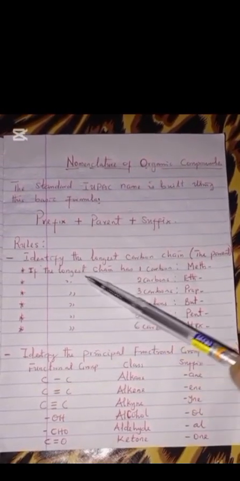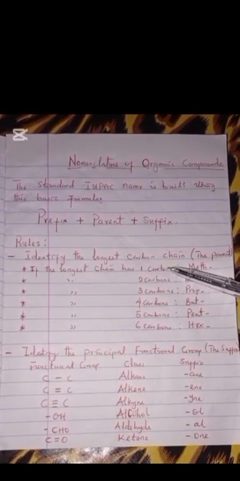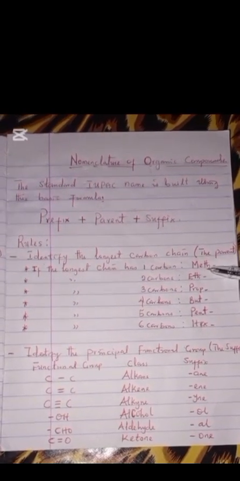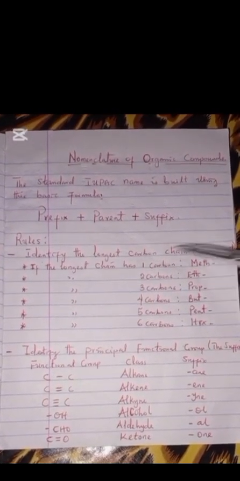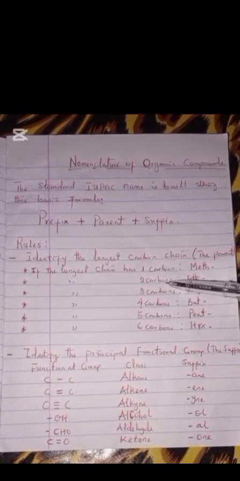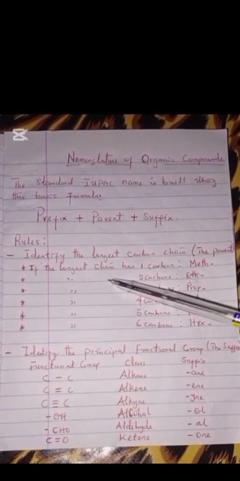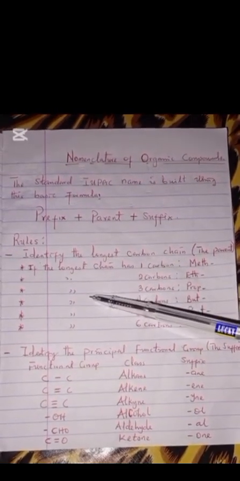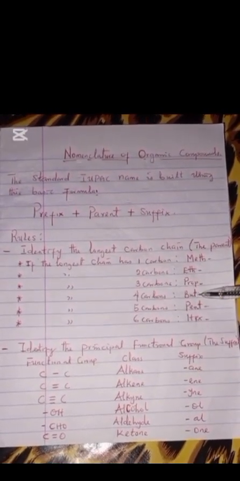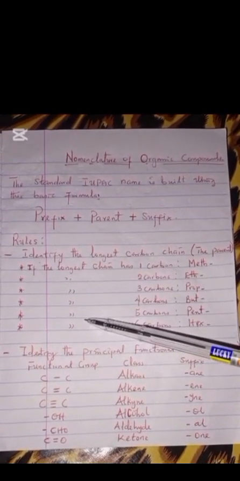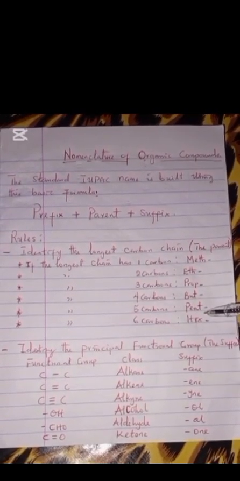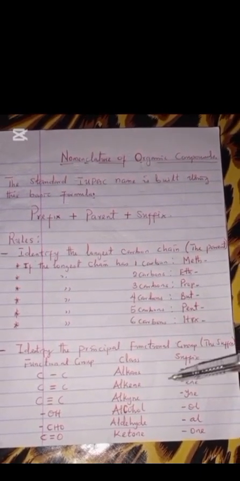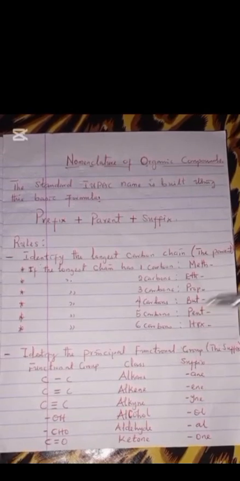Which means that if the longest carbon chain has one carbon, the parent name will begin with meth, M-E-T-H. If the longest carbon chain has two carbons, that is eth. If the longest carbon chain has three carbons, that is prop. If it has four carbons, that is but. But if the longest carbon chain has five carbons, that is pent. If it has six carbons, that is hex. Seven carbons, hept. Eight carbons, oct, and so on.